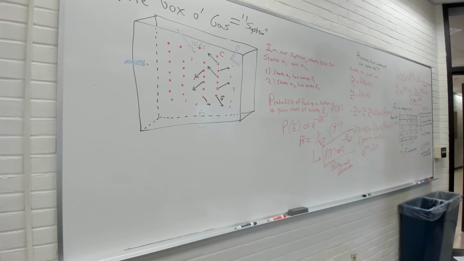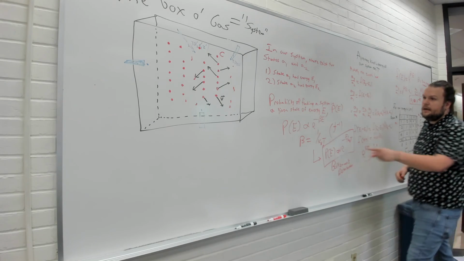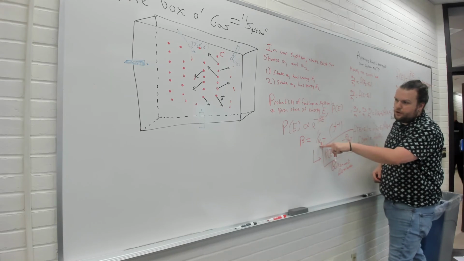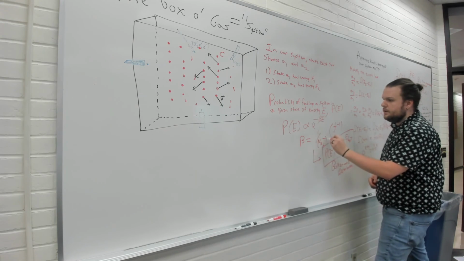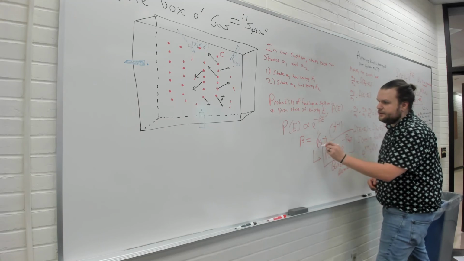For the e to the negative energy, is it kB times T, or is it times that whole thing? It's beta, which is 1 over k times T. So it's the product of k and T together.